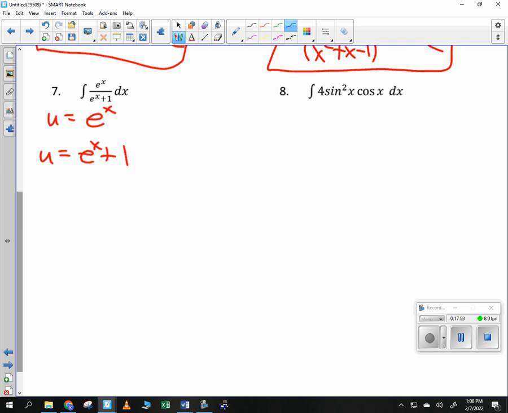So we say that u is equal to e to the x plus 1. So what is du? E to the x dx. Do we have an e to the x dx? We do. Isn't that great? Isn't e awesome? I mean, it's just a cool thing. All right. So I have the integral du. What remains?